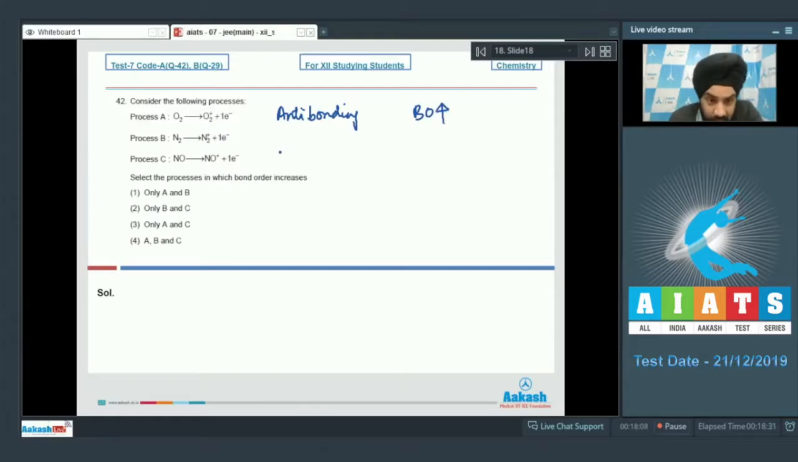If we talk about the second one now, N2 is converting into N2+, students. So in this case, the electron is removed from the bonding molecular orbital. So the bond order decreases. And if you talk about the last one, which is NO, in the case of NO as well, the electron is removed from the anti-bonding orbital. So in this case as well, the bond order increases. Okay. So bond order increases in process A and process C, students, and if you look at the options given to us, we have to mark the correct answer as option 3. Let us look at the next question now.